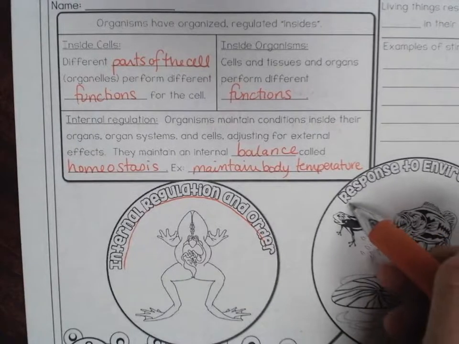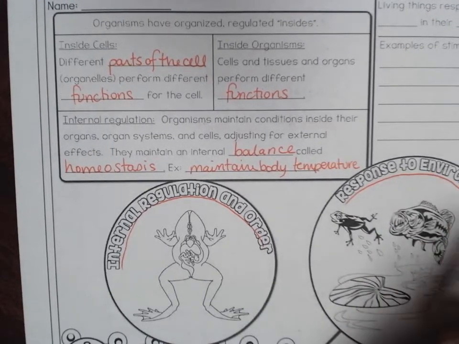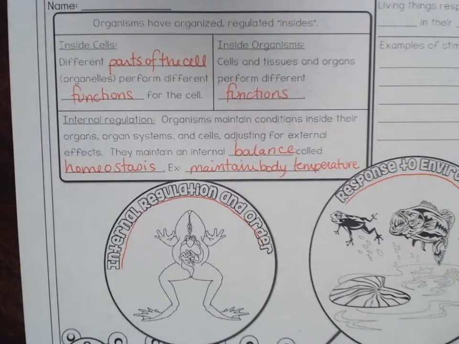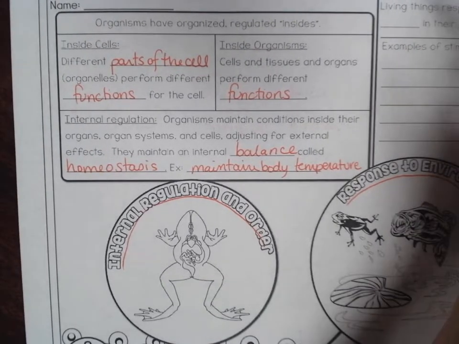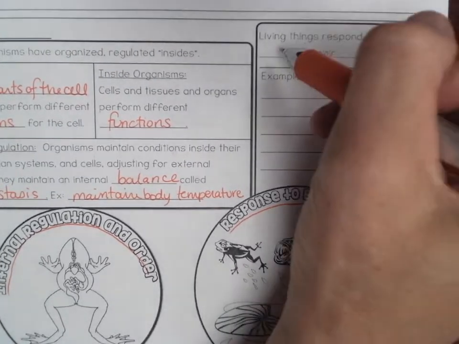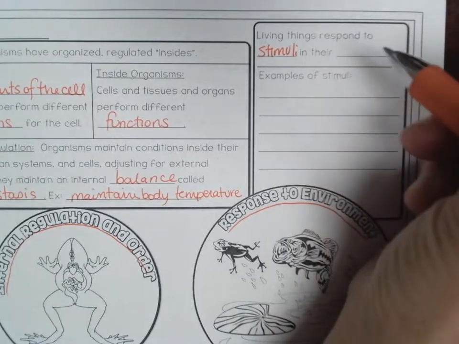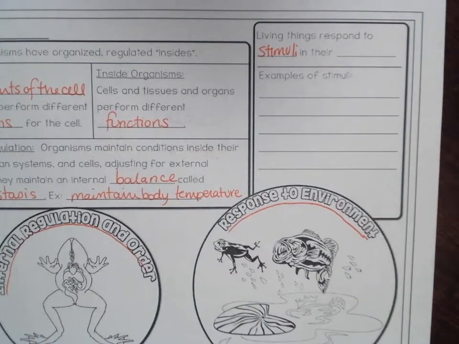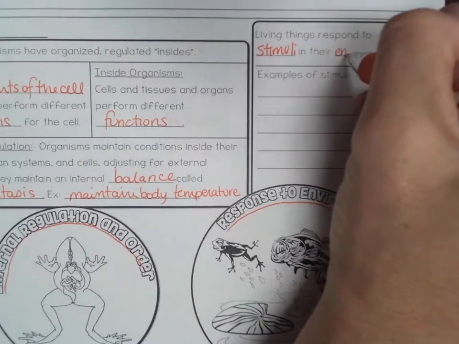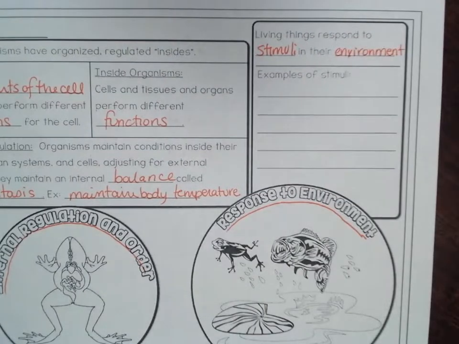Then, living things respond to the environment. So when something happens outside of them, they respond. So this is when living things respond to stimuli in their environment. Stimuli or stimulus. A stimulus is one, stimuli is multiple, but it's when an organism has something affect it and they respond to it.